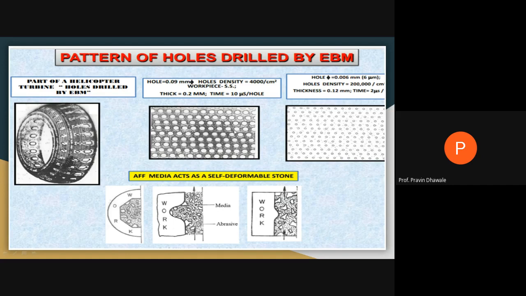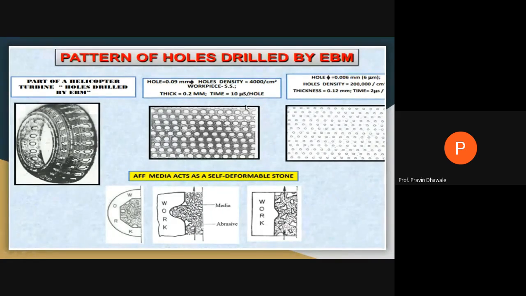If you are considering this slide, see the diameter of that hole and how much is the density of that hole. 0.09 mm is the diameter of one hole, right? And what is the density of that hole? Near about 4,000 holes in a 1 centimeter square area. And what is the material for this workpiece? That is stainless steel. What is the surface finish? 10 micron. Time required 10 microseconds per hole.